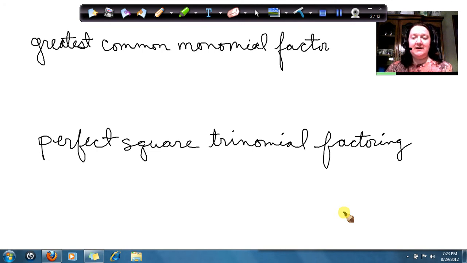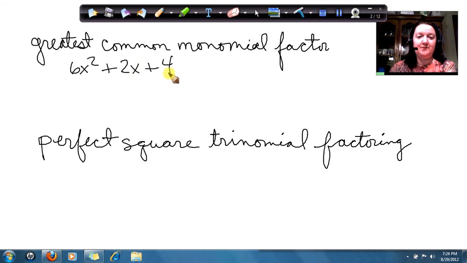Afternoon. Let's look at some examples and some vocabulary from Chapter 4. So some of the vocabulary you need to know are things like greatest common monomial factor. Now this is something when I look at an example like 6x squared plus 2x plus 4. What is a number I can pull out of all three of those terms?